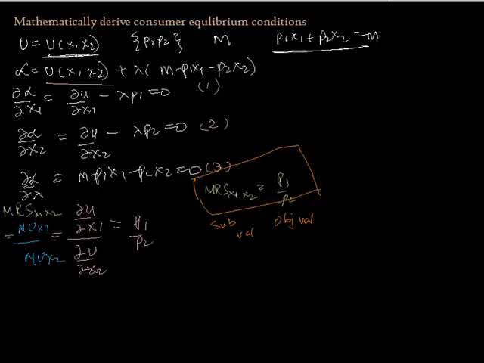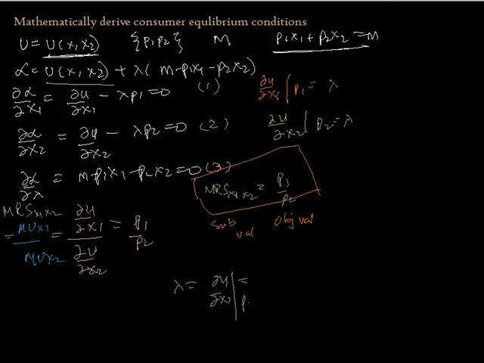Now if you have a look at all of this, from the first equation you can write, in terms of lambda, del u by del x1 upon p1 is equal to lambda, and del u by del x2 upon p2 is equal to lambda. So both of these lambdas are equal: del u by del x1 by p1 is equal to del u by del x2 by p2. But del u by del x1 is nothing but MU x1, so MU x1 by p1 is equal to MU x2 by p2.